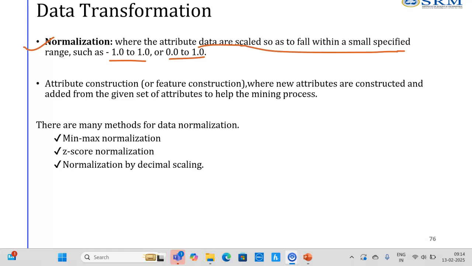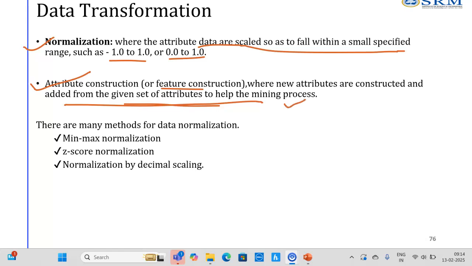Attribute construction, or feature construction, is where new attributes are constructed and added from a given set of attributes to help the mining process. So this is also one of the concepts, we call it attribute construction. This new attribute will be added to the given set of attributes, so that the new attribute will help the mining process.